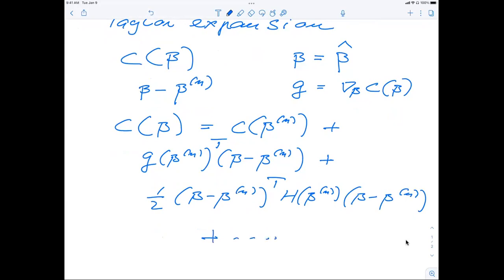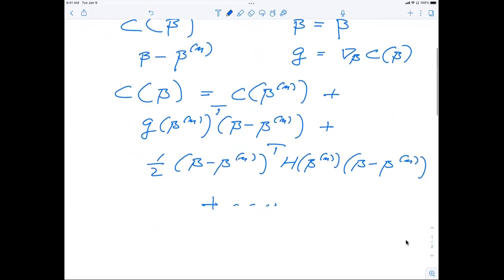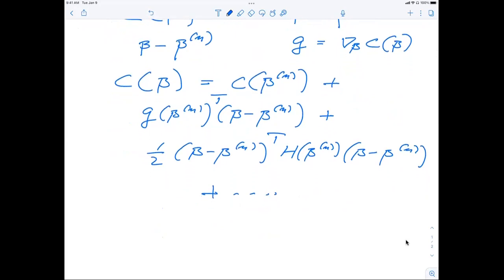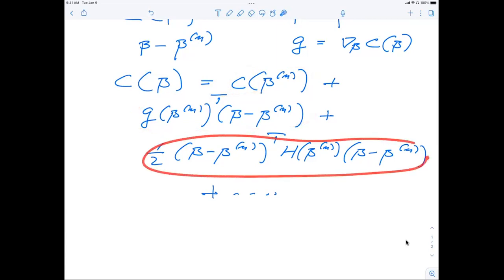Now, typically what we would do is to truncate this expression at the level of the second order term. So that means that the cost function now is approximated with the constant term, which we have here. It's approximated with the gradient multiplied with the beta minus beta n term. And then we have the term with the second derivative, which is this term here.